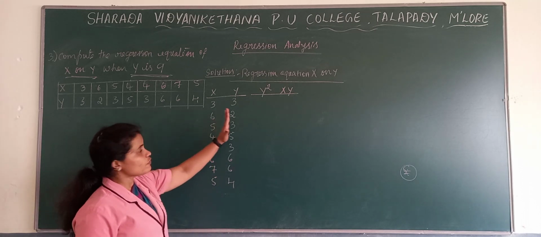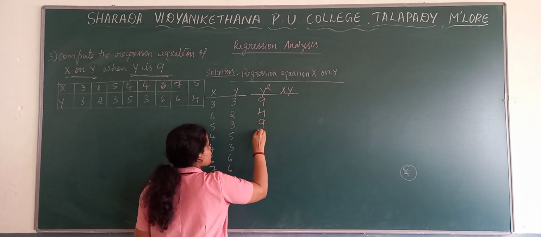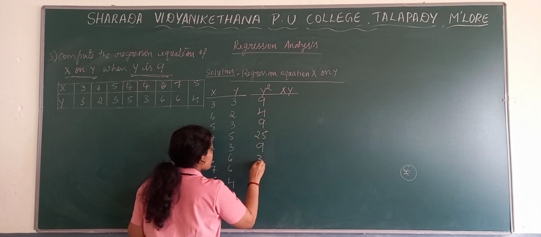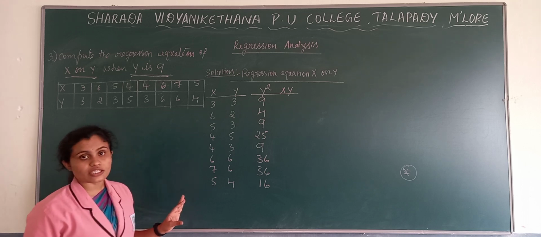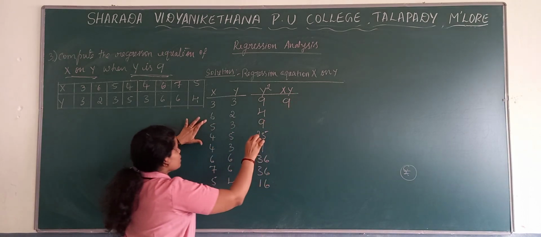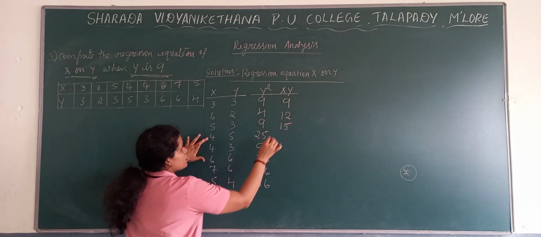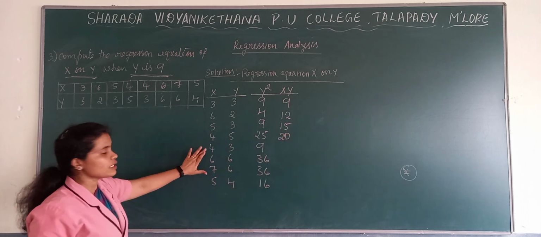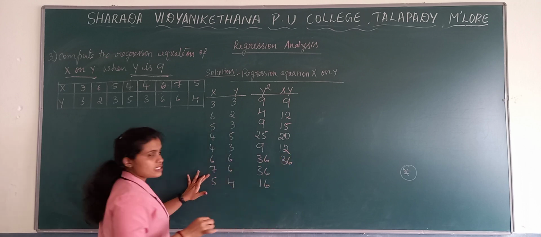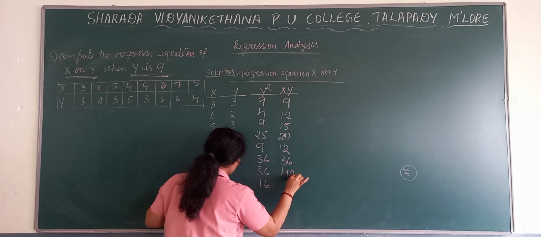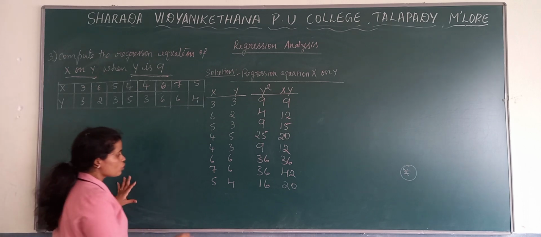So next we find y square. 3 3s are 9. Here it is 4. Again 9, 25, 9, 36, 36 and 60. Now next x into y. Here 9, 12, 6 2s are 12, and here 15, 20, 4 5s are 20, 4 3s are 12, 6 6s are 36, 7 6s are 42 and 5 4s are 20. Now total the 4 columns.